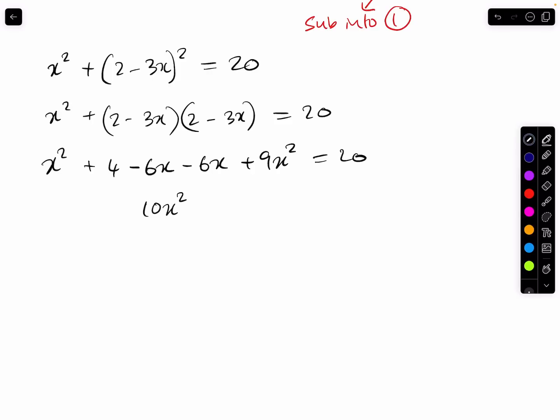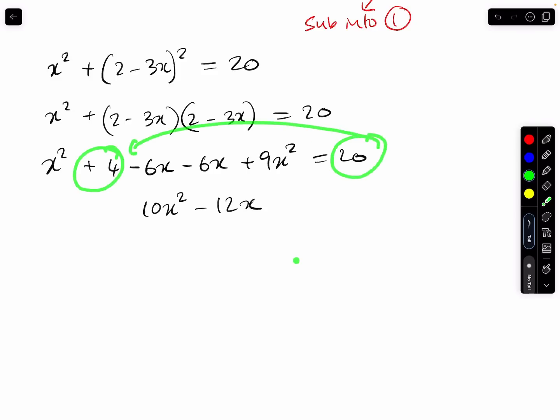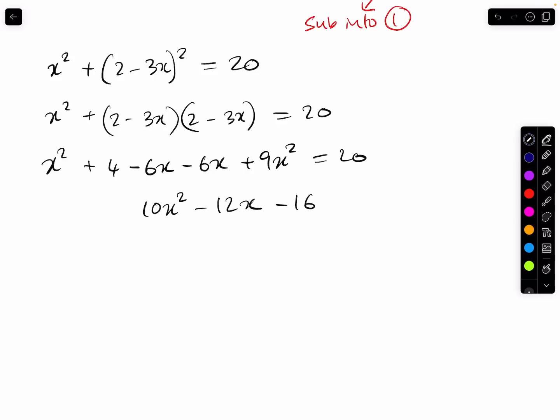Minus 6 is minus 12x, and then I've got this 4, and I've also got this 20, but I'm going to move the 20 over to this side, so I'm going to do 4 minus 20. And 4 minus 20 is minus 16 equals 0. That's my quadratic. Now I can divide everything by 2. So I'm going to divide throughout by 2. That gives me 5x squared minus 6x minus 8 equals 0.